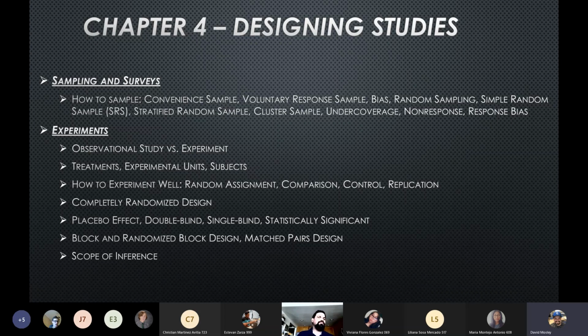Completely randomized design. We want to always have completely randomized design if we can. We need to be aware of placebo effect, double-blind, single-blind studies, and whether or not our results are statistically significant. We can also have block and randomized block designs, of which a matched pairs design is a special type. Lastly, we have to consider our scope of inference based on the experiment or study that we've just done. What is the scope of inference? What population or portion of the population are we allowed to make a conclusion about?